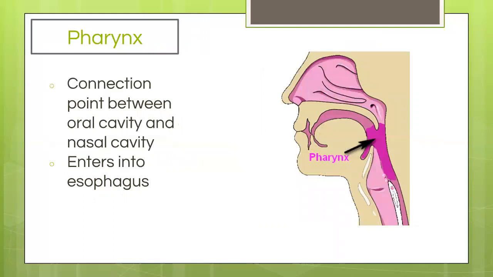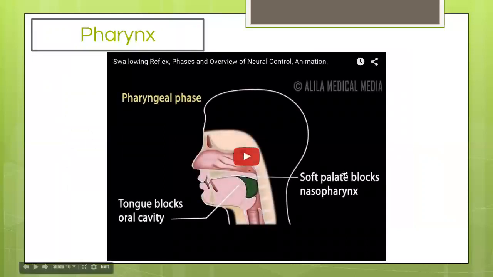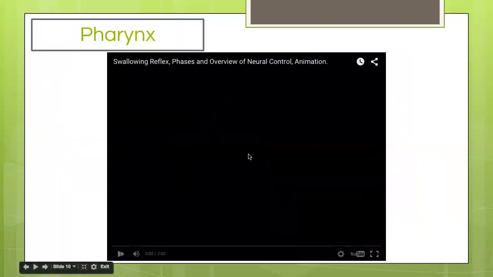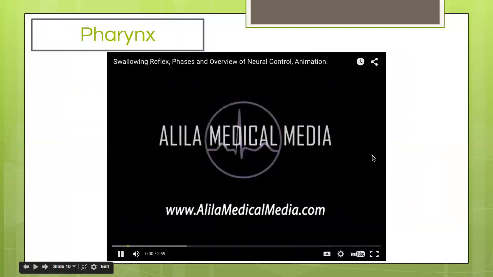Okay, after your mouth, we have the pharynx. The pharynx is a point of connection between your nasal cavity and your oral cavity, so it's very important in breathing. It's also important in swallowing, and it enters into the esophagus, which we will show a video of swallowing your food.